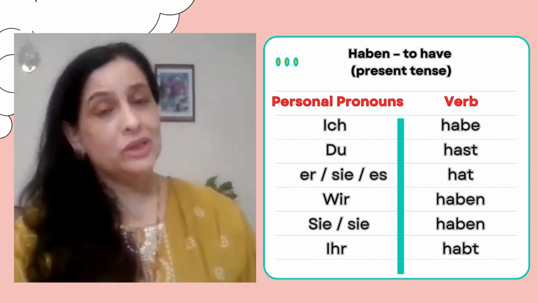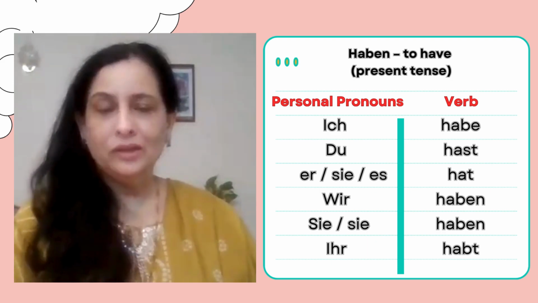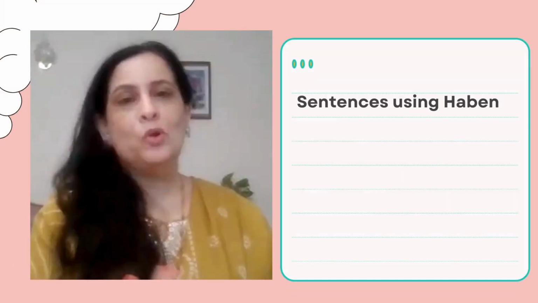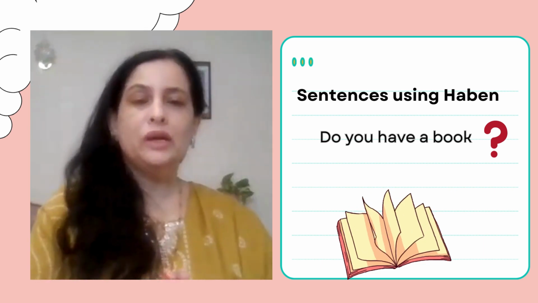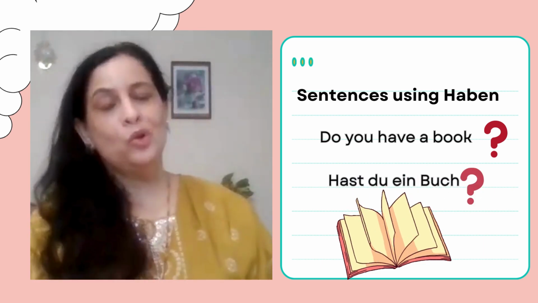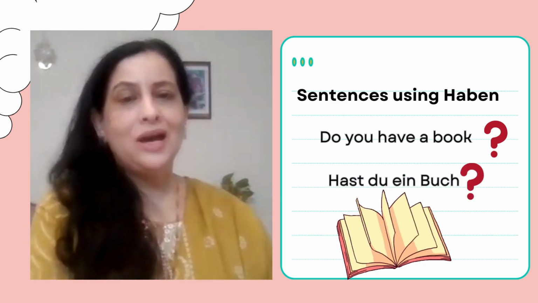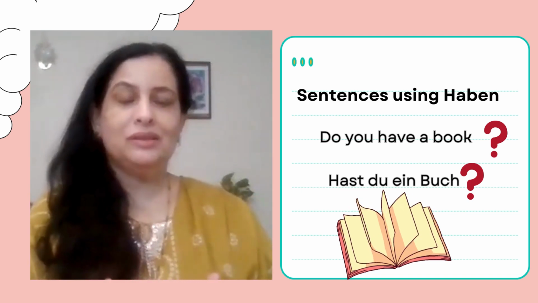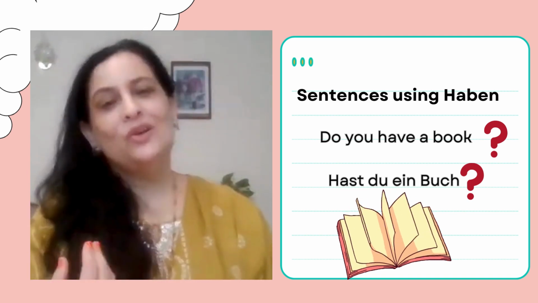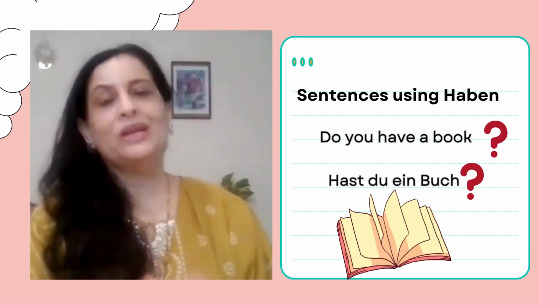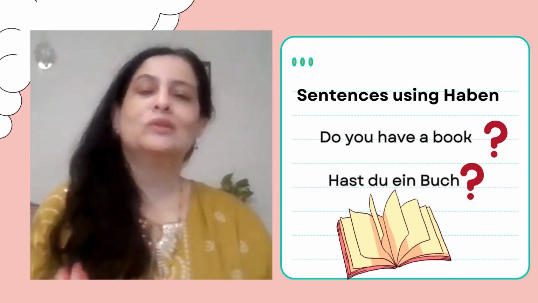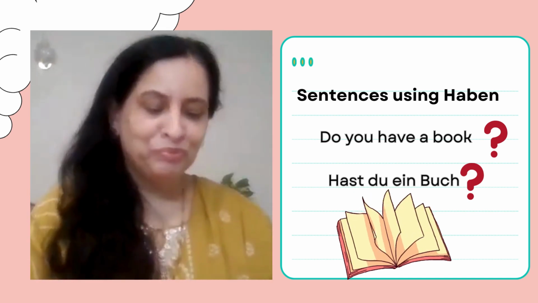Now we'll see a few sentences, then you will get more idea. Now suppose you want to ask someone, do you have a book? Then it will be hast du ein Buch. Buch meaning book. And hast du. If that person is friendly with you or of your age, you can ask like hast du ein Buch. You can call that person with du.